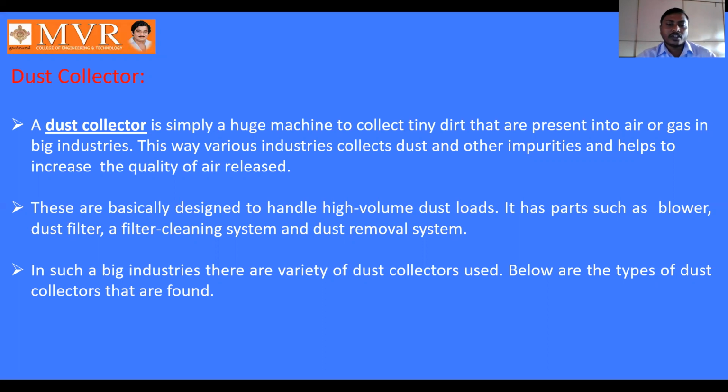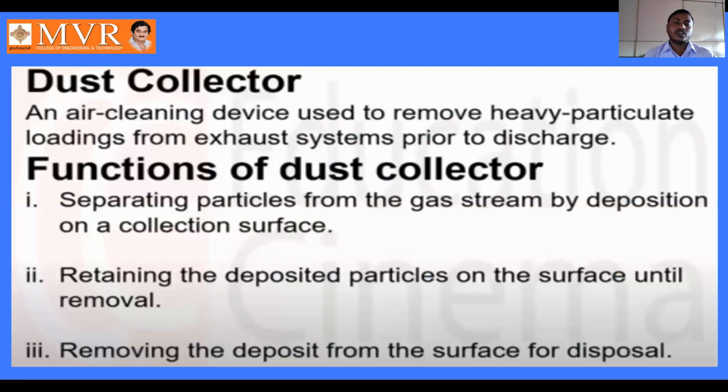In such a big industry, a variety of dust collectors are used. Below are the types of dust collectors that are used here. We can here see what is meant by a dust collector: an air cleaning device used to remove heavy particulate loadings from exhaust systems prior to discharge. Means by using this air cleaning, we remove heavy particulate loading from the exhaust systems before discharging into the atmosphere. This is how we use the dust collector to remove the impurities found in the air.